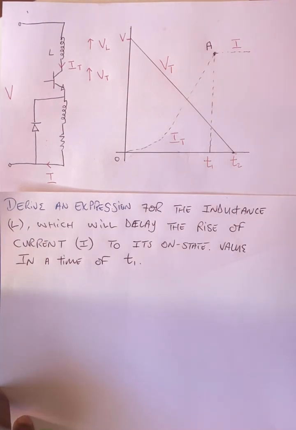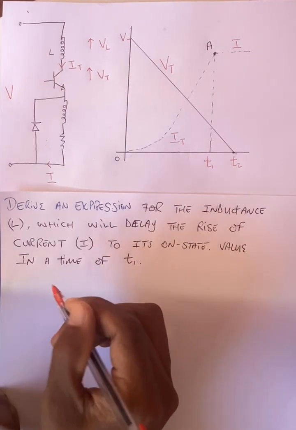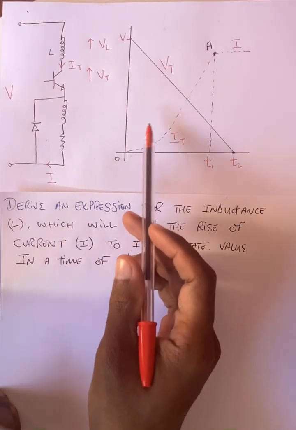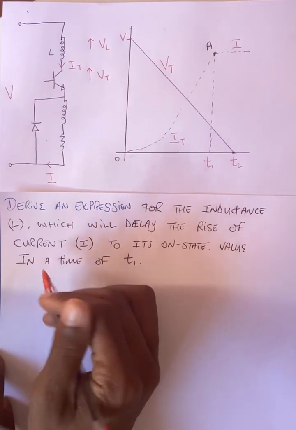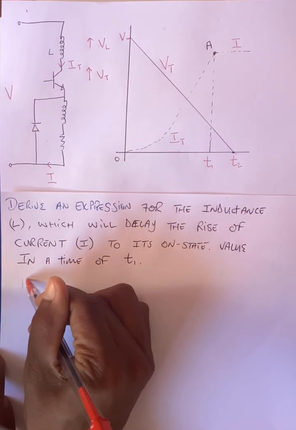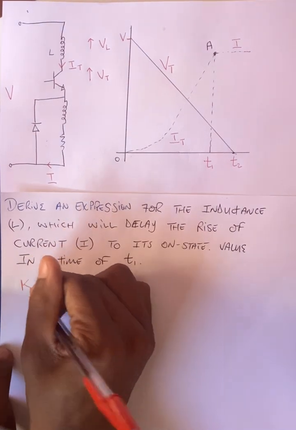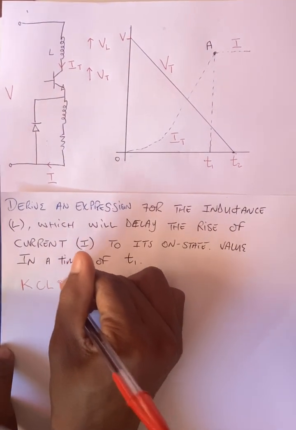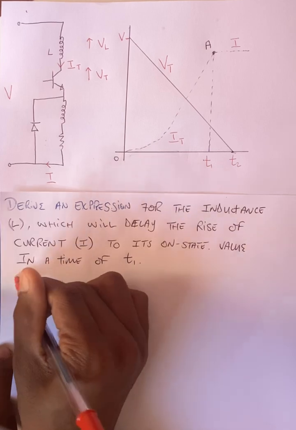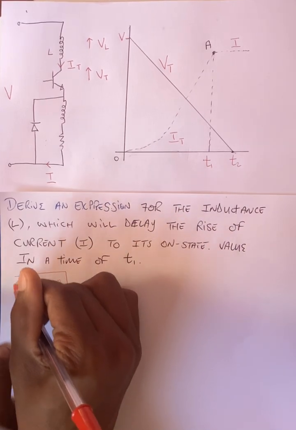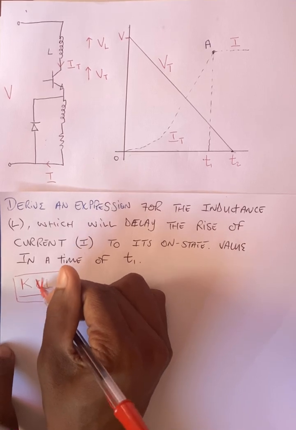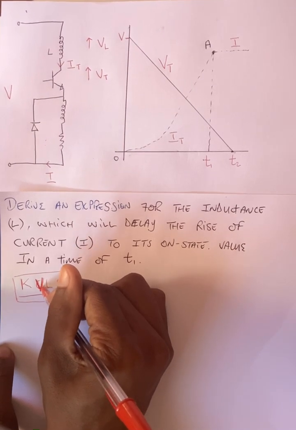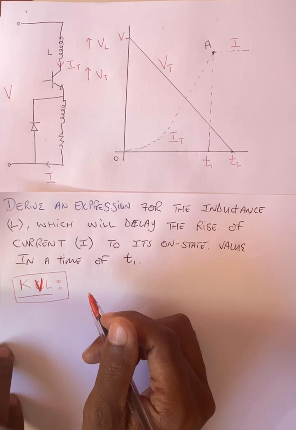What do I mean when I say a reference point? This essentially is what I mean, right? What we are going to do is we will start with KVL. KVL simply means Kirchhoff's voltage law. You have KCL, Kirchhoff's current law, and KVL, Kirchhoff's voltage law. In this case it's going to be KVL.